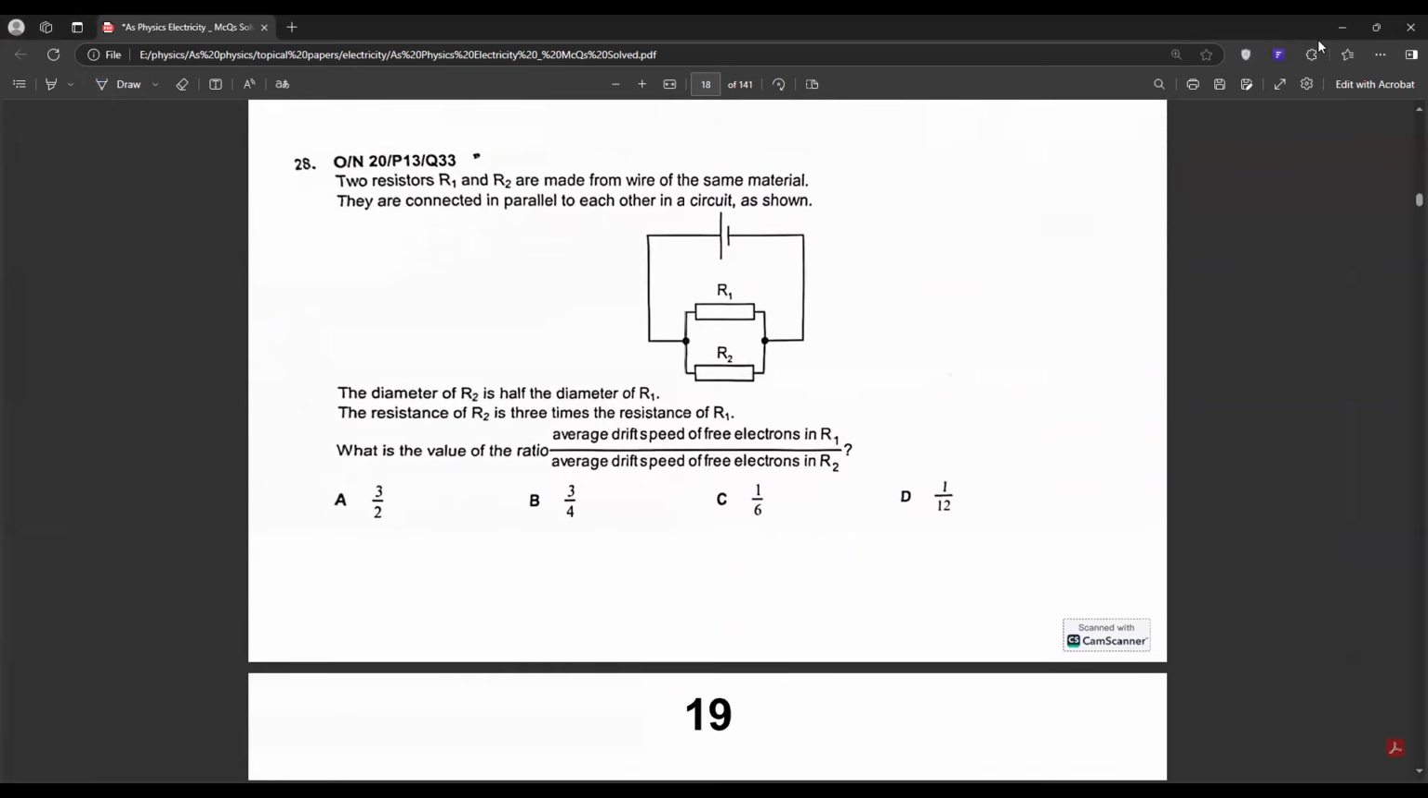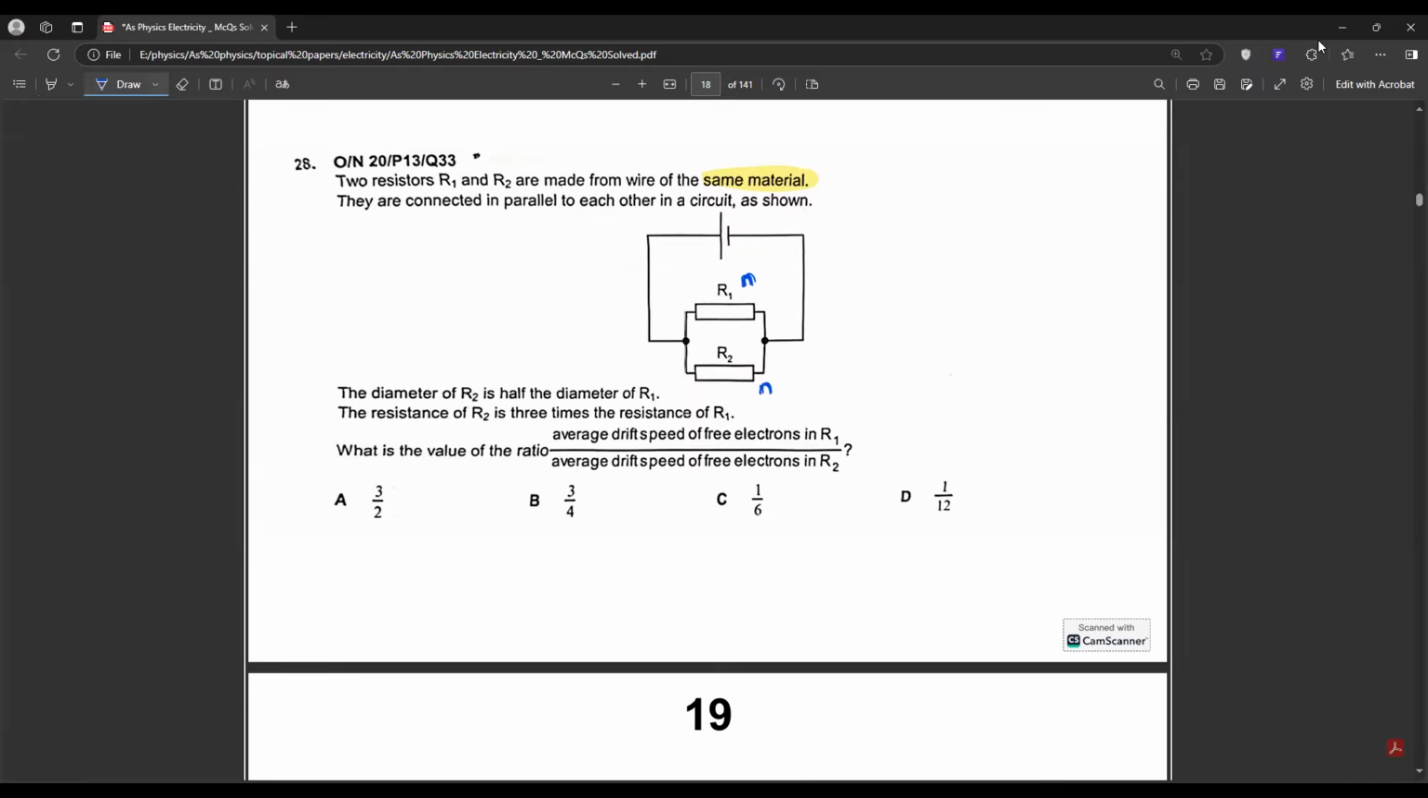Let's further move ahead. Okay, let's see this. Two resistors R1 and R2 are made from wire of the same material. Again, what does this mean? What does the wire from the same material mean? This one will also have n number of electrons per unit volume.